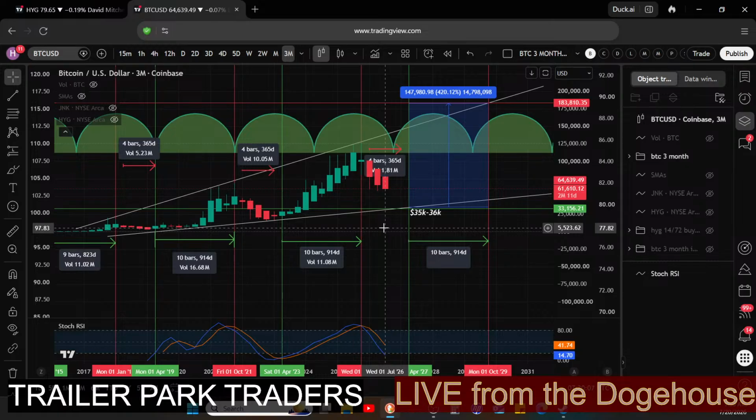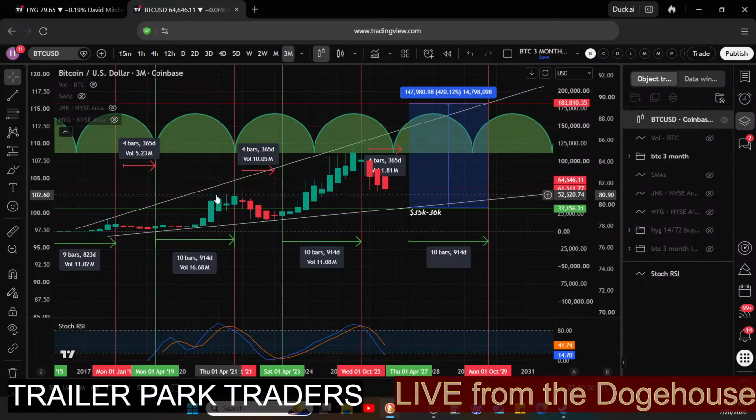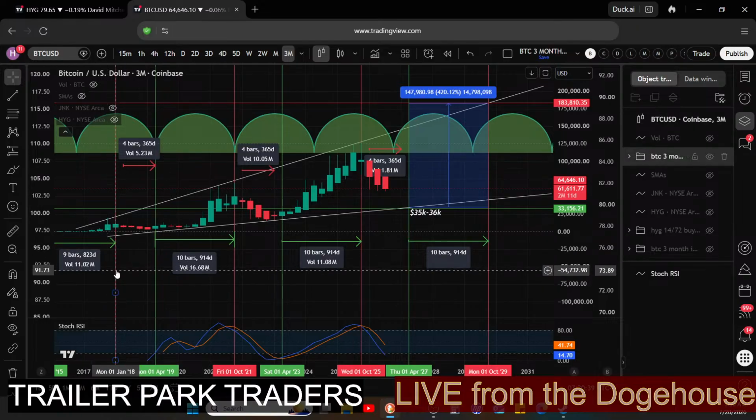So I'm just showing you the numbers here. So corrections, and once again, how do you know it's a correction? Well, I am using, what am I using here? It's my SMAs. Am I using my SMAs? Oh, I'm using the highest point of the correction. That's where I'm counting it. So it's very, very simple.